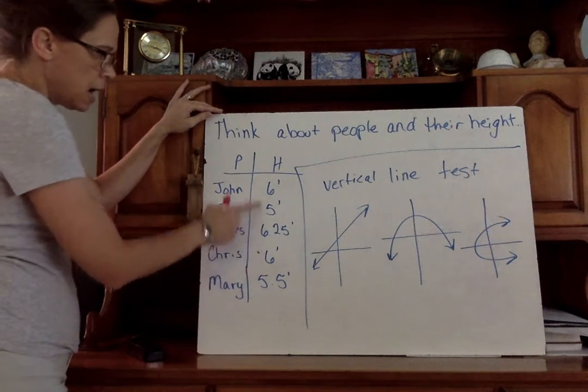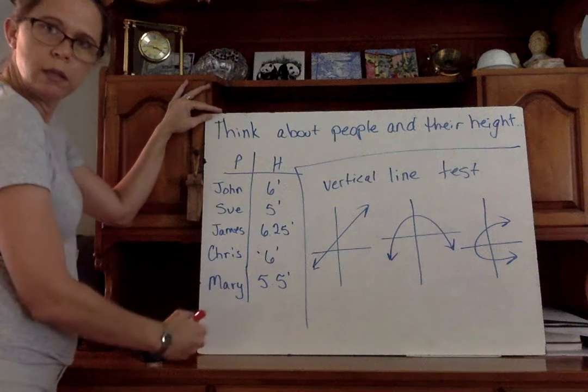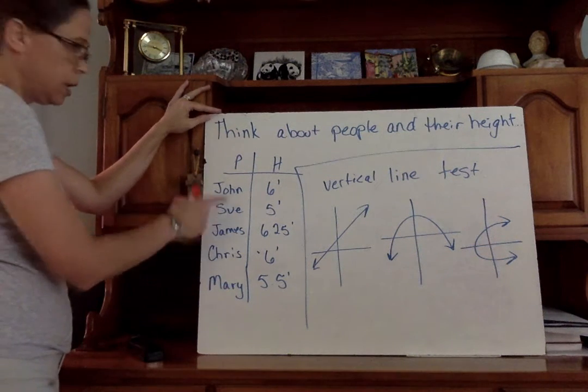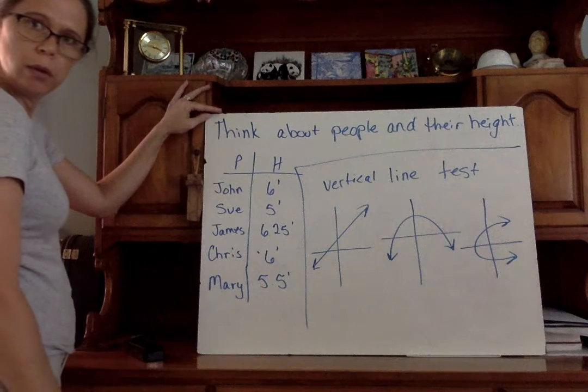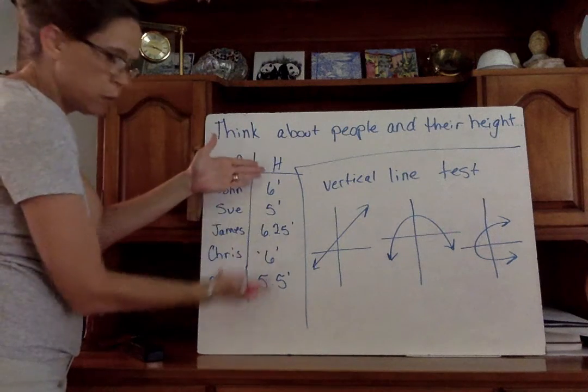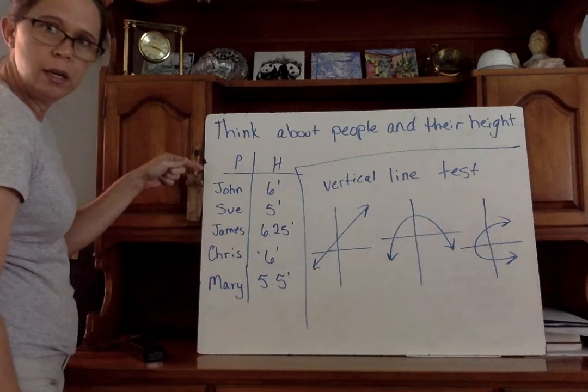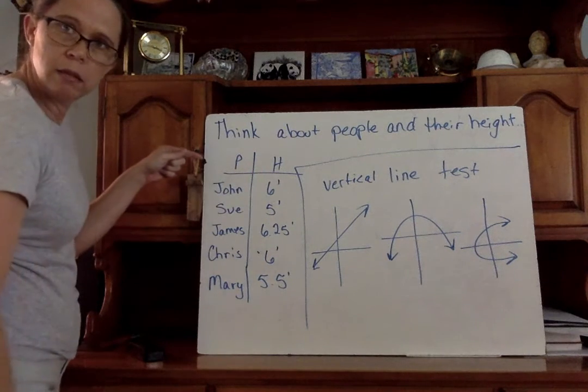Now, I end up having 2 people that are 6 feet. That's okay. Because this person is Chris and this person is John. Now, it's possible for more than one person to have the same height, but John is not going to have 2 different heights.